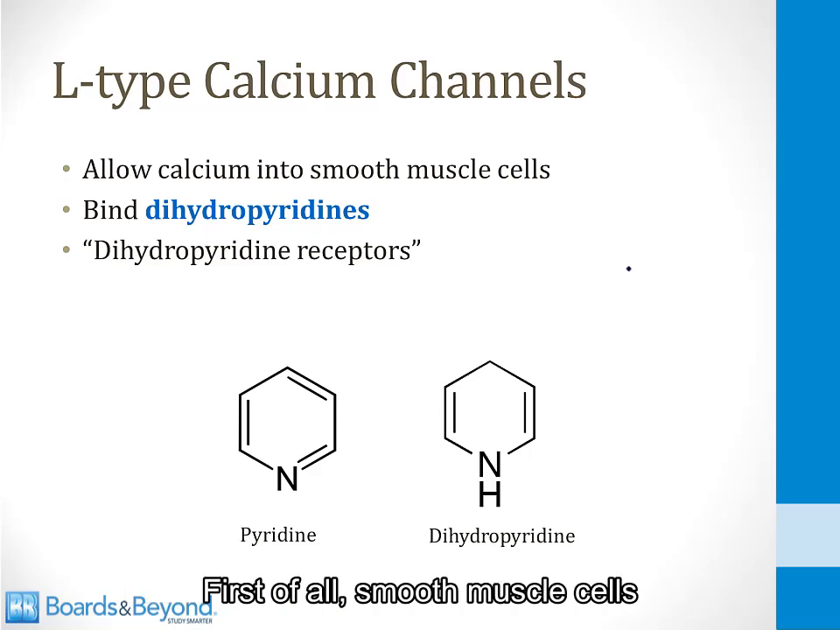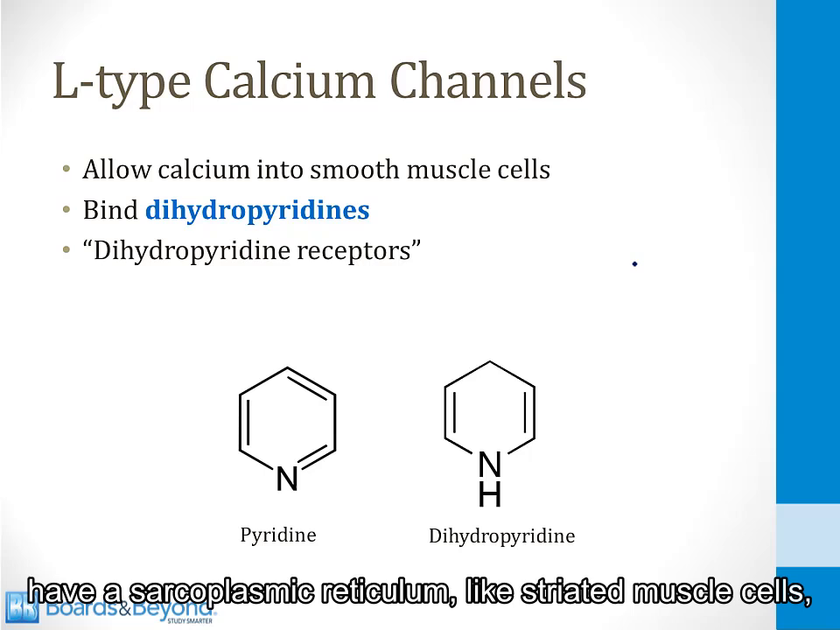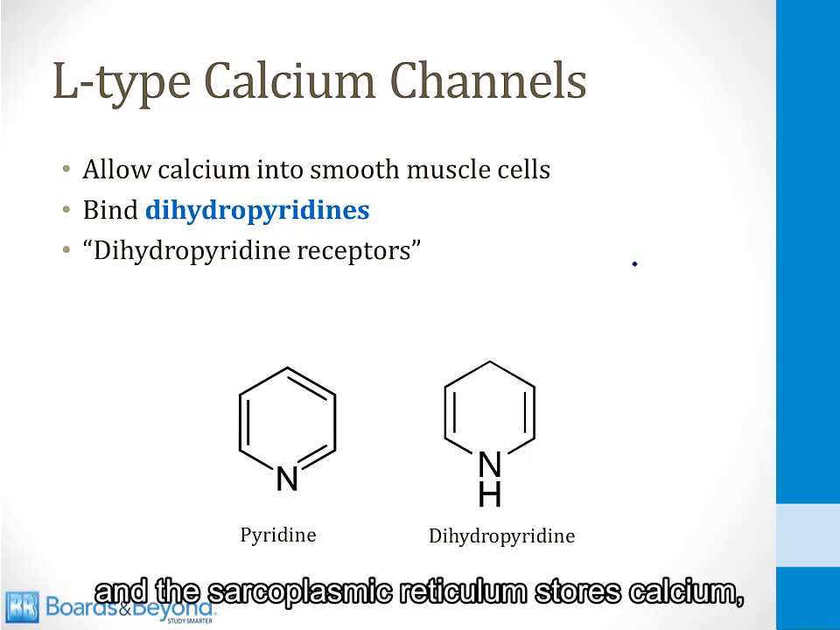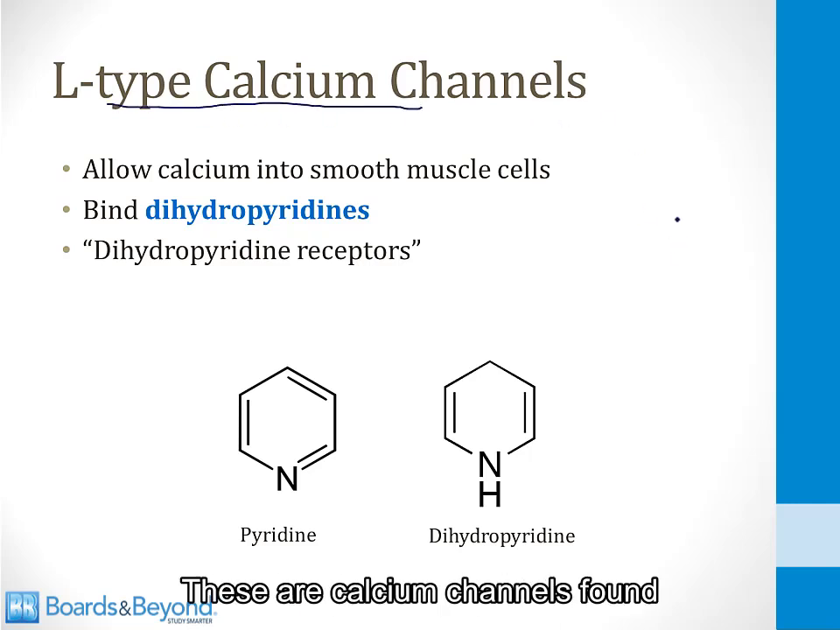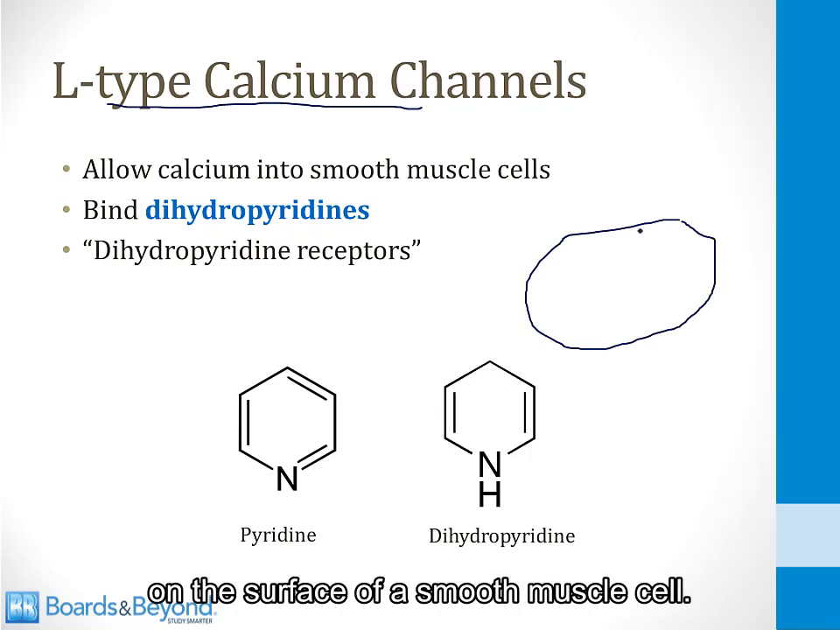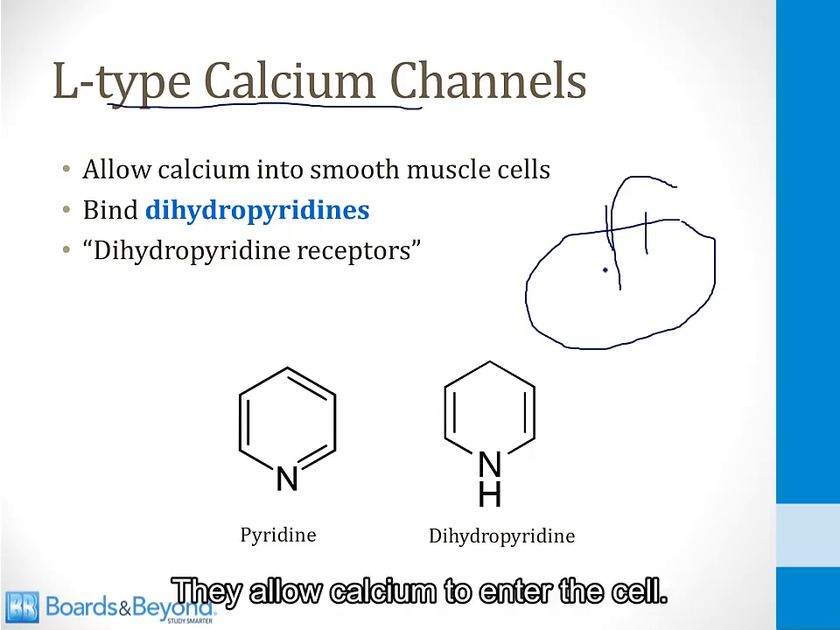Well, first of all, smooth muscle cells have a sarcoplasmic reticulum like striated muscle cells, and the sarcoplasmic reticulum stores calcium, and that's one source of calcium for vascular smooth muscle cells. But the other important source are L-type calcium channels. These are calcium channels found on the surface of a smooth muscle cell. They allow calcium to enter the cell.